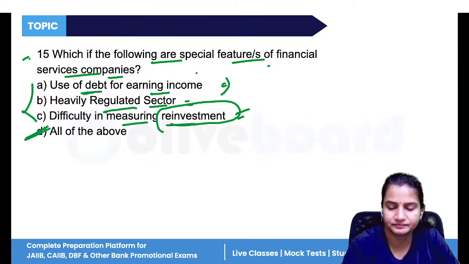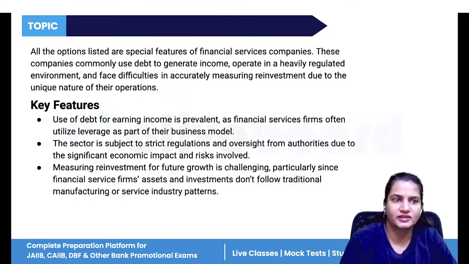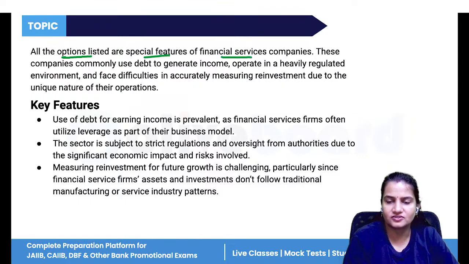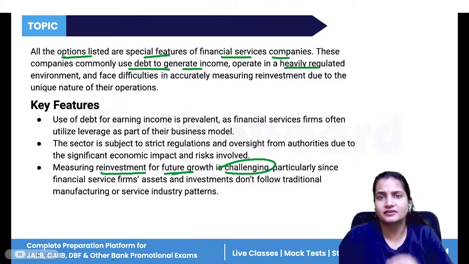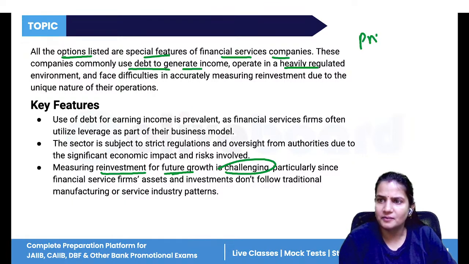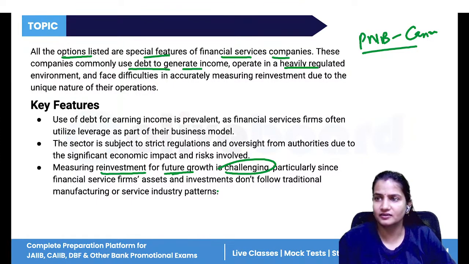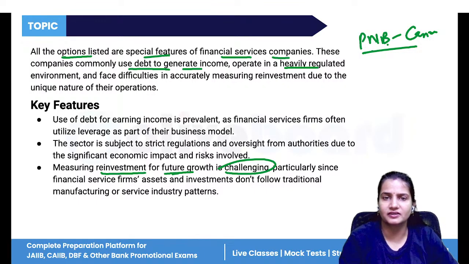Yes, done. So these are all the options listed for financial services companies. They use debt to generate income, they are a heavily regulated sector, and measuring reinvestment for future growth is challenging. It is also quite difficult to compare two banking institutions. We cannot compare PNB with Canara Bank. Every bank has its own internal policies, so it's quite difficult to compare these two banks together.